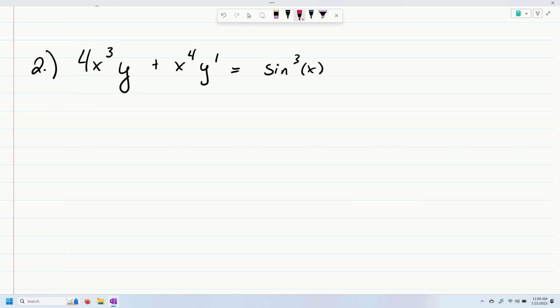But remember, the whole process of our method to solve first-order linear differential equations is that we want to get the product rule on the left-hand side. And if you look at this, we already have that here. This is the product rule. It is the product rule between x to the fourth and y.